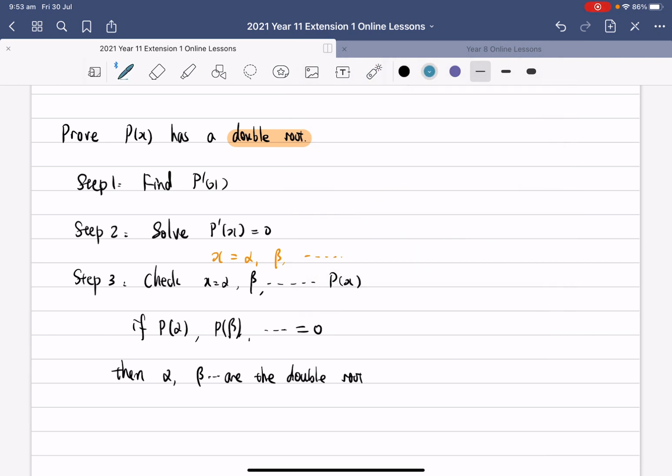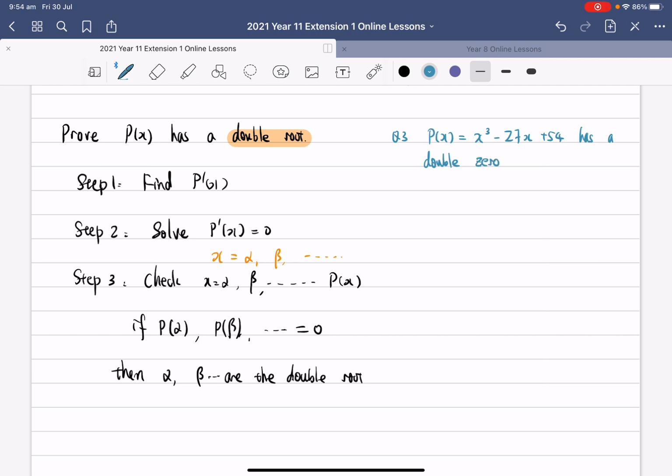A very simple example from the textbook, I'm just choosing an easy one. Question 3 from the textbook says we've got a polynomial function p of x equals x to the power 3 minus 27x plus 54 that has a double root. So we know this polynomial expression will have a double zero.